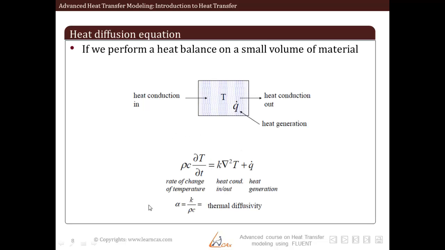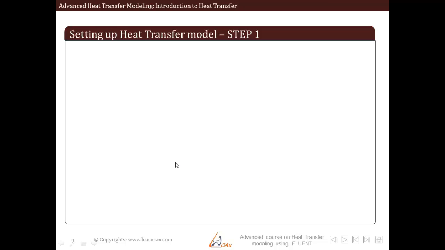In that case, this is the heat diffusion equation, which describes the heat conduction through this. It has a rate of change term, which is an unsteady or transient term. It also has a conduction term and a heat generation term. Notice that there are no convection terms because we are dealing with a purely heat diffusion equation. In this case, we also have a property called thermal diffusivity, which is k by rho C. And this is the heat conduction equation, which is a simplified case of the complete energy equation.